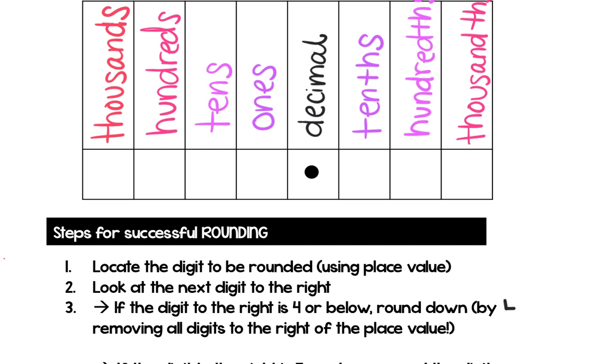So if I'm just going to use an example here, 4.1287. If I said round to the nearest tenth, we're going to locate the tenth, and then we're going to look at the digit to the right of that. This is 4 or below, it's a 2. So to round down, we're basically just going to take off any digit to the right. So my answer here would be 4.1.